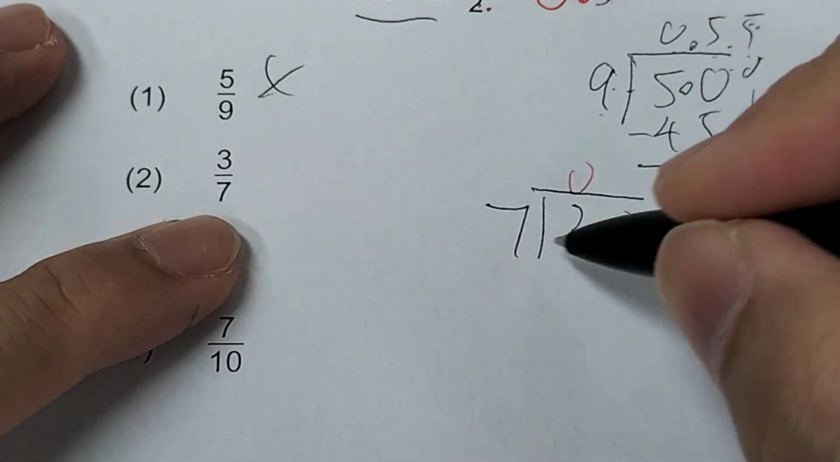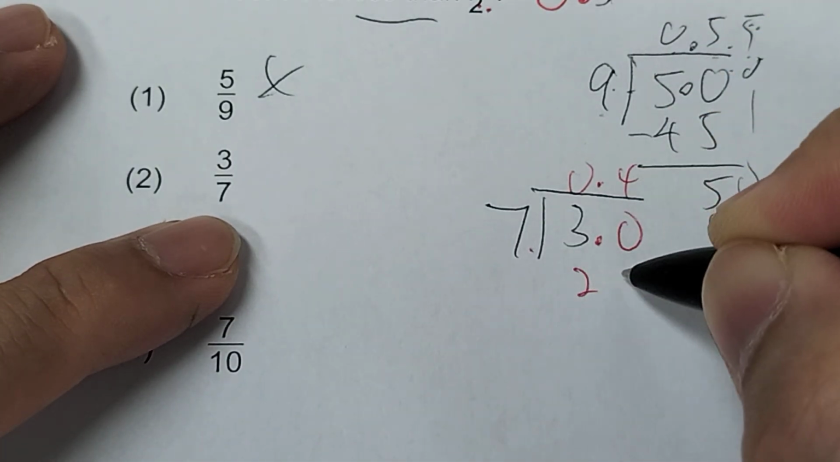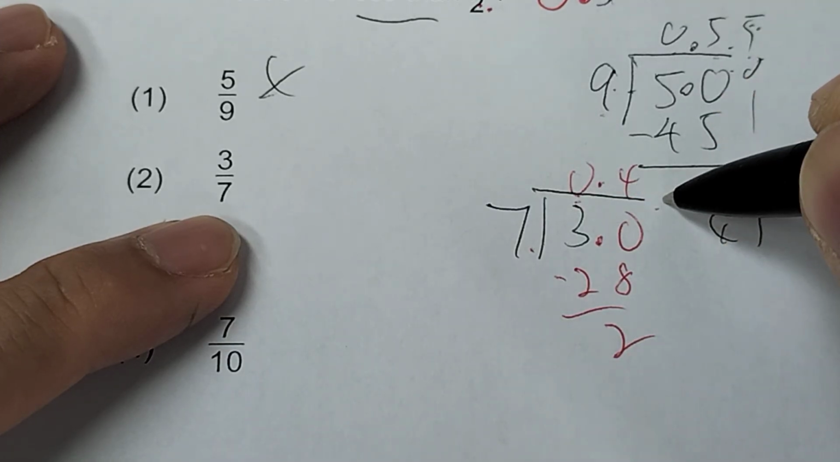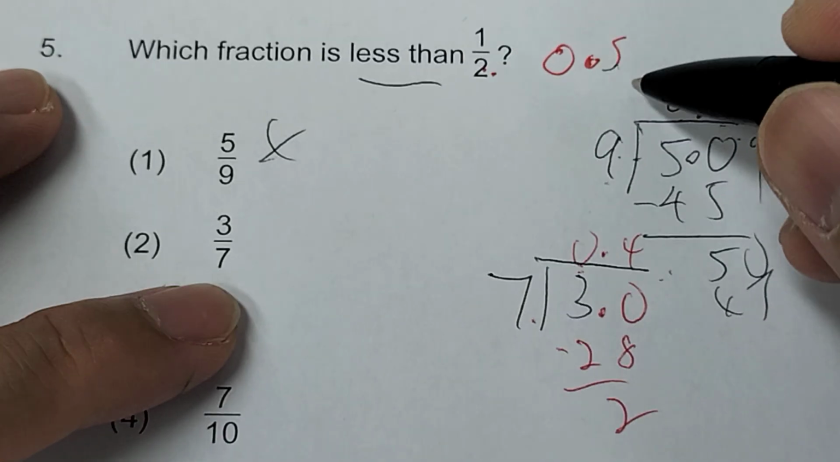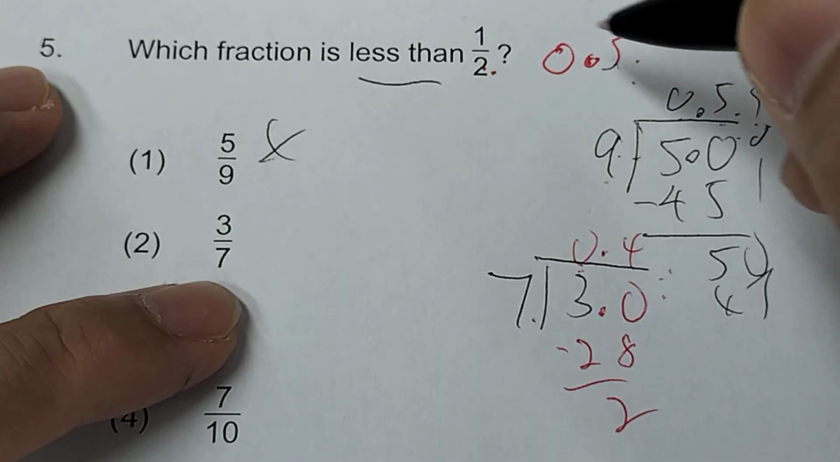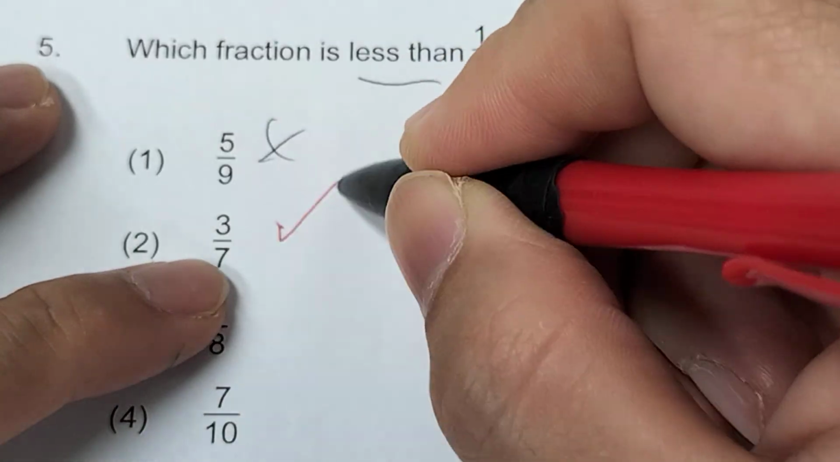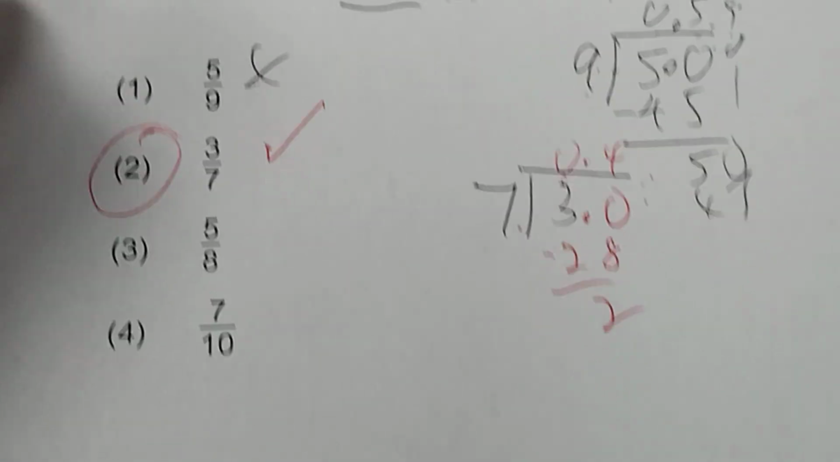Okay, so 7 times 4, 28. This is 0.4. 0.4 is smaller than 0.5, so this is definitely less than 0.5, less than half. So number 2 is the answer.